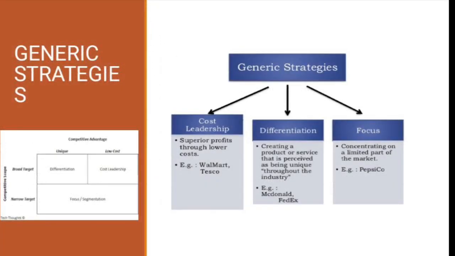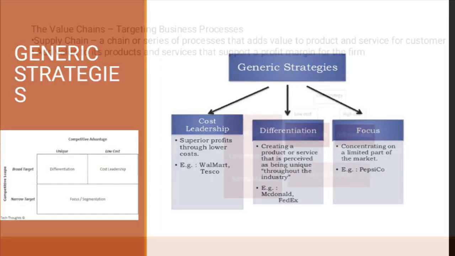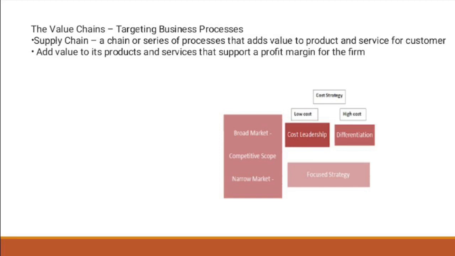On this slide, we can see the three generic strategies, which is creating a business focus. Firstly, broad cost leadership. Broad strategies reach a large market segment, for example, Walmart and Tesco. Second is broad differentiation. Focus strategies target a niche market, which is McDonald's. Lastly, focus strategies concentrate on either cost leadership or differentiation, for example, Pepsi. On the last slide, we can see value creation, which is business process and value chain.